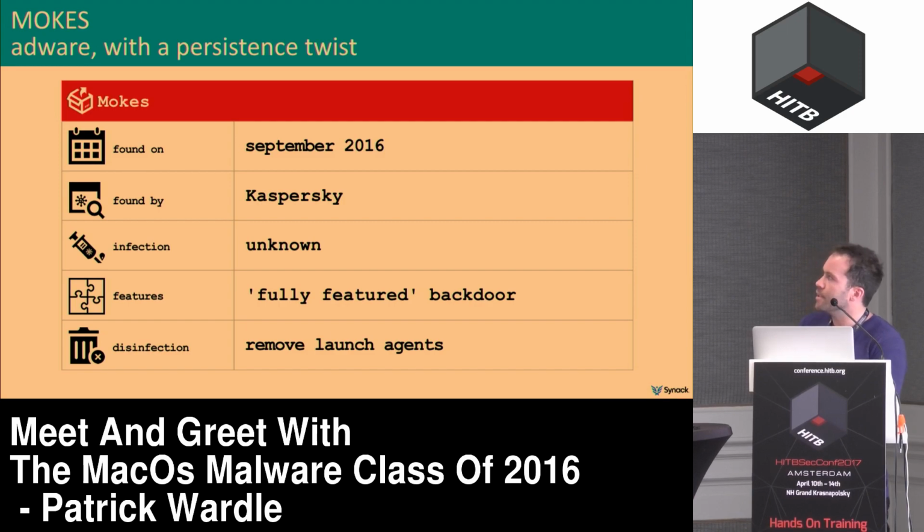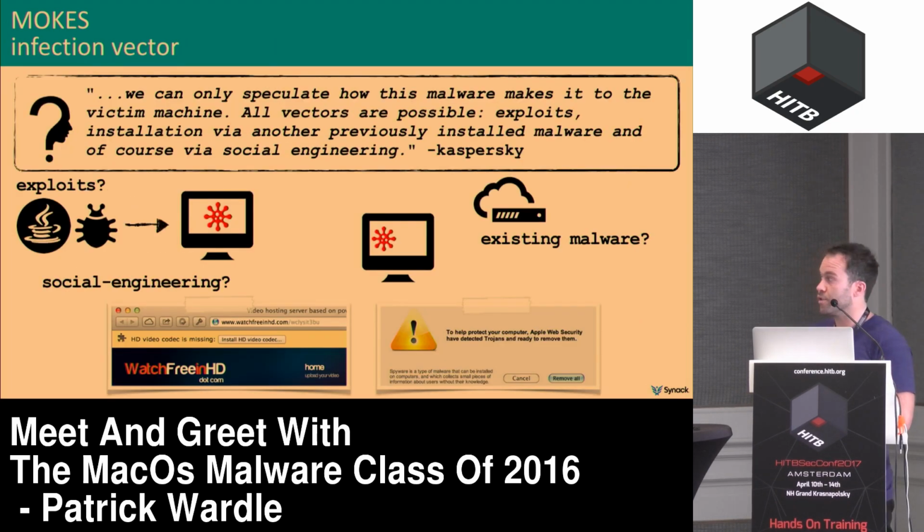All right, the last two specimens. Mokes was found in September by Kaspersky. It's a fairly standard backdoor, but did have some rather interesting features. In terms of its infection vector, it's currently unknown how it got on end user systems. Kaspersky detected the malware, but not the infection vector. But if other Mac malware is an indicator, it's probably via some sort of social engineering, maybe emails with attachments, or possibly exploits.